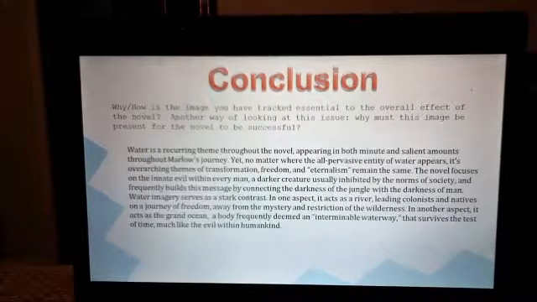So the novel focuses on the innate evil within every man, which we see as a darker creature that usually comes out only when it's not inhibited by the norms of society. And Conrad frequently builds this message by relating the darkness of the jungle with the darkness of man. Water imagery, in this sense, serves as a stark contrast. In one aspect, it acts as a river, leading colonists and natives alike on a journey of freedom away from the mystery and restriction of the wilderness. And in another aspect, it acts as the grand ocean, a larger body of water, frequently deemed as an interminable waterway that survives the test of time, much like the evil within humankind.